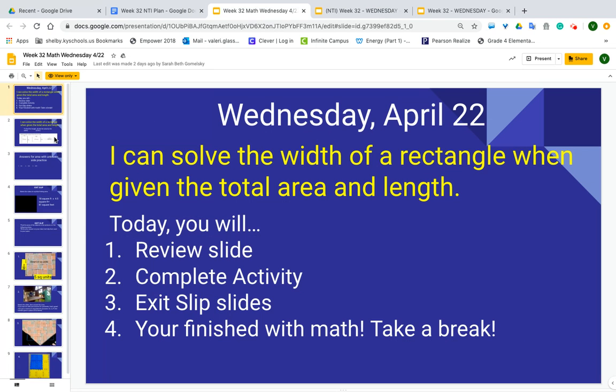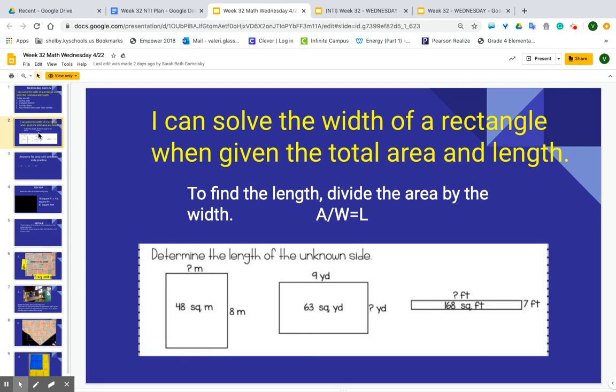All right, let's go ahead and look at our math. So Monday, we talked about area. We talked about how you figure out the area of something is you take your width times your length. Do not get that confused with finding the perimeter, which is what you did yesterday, where you add up all 4 sides. All right, so let's go back and look at this. Determine the length of the unknown side. So area and width equal length, right? All right, so let's figure that out.